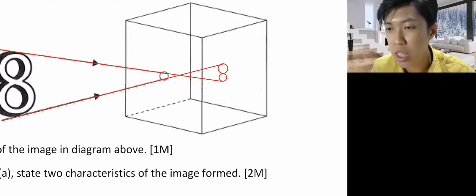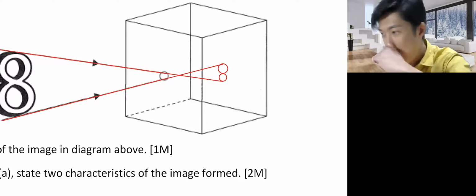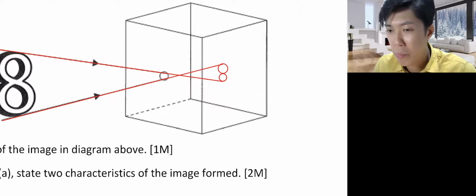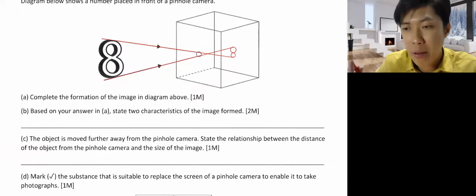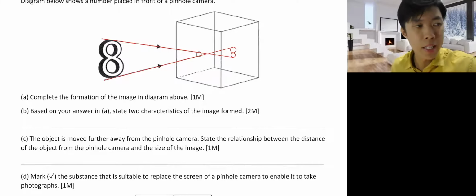Okay, I know that is cheating, but that's how you draw. All right, that's how you draw the inverted one. So remember, this is a pinhole camera. Okay, it works the same as a camera. Okay, next one, B.